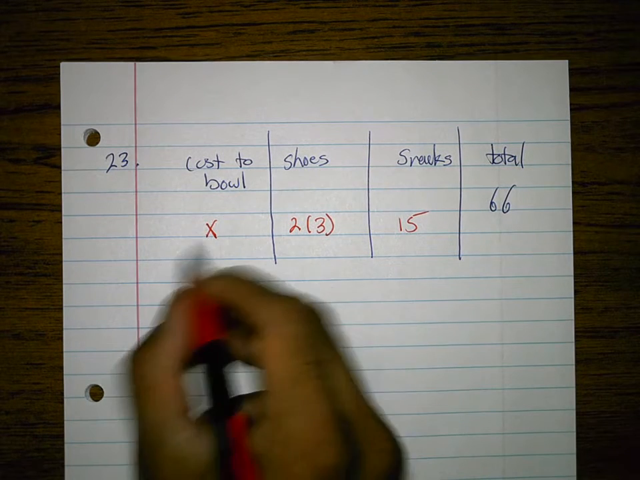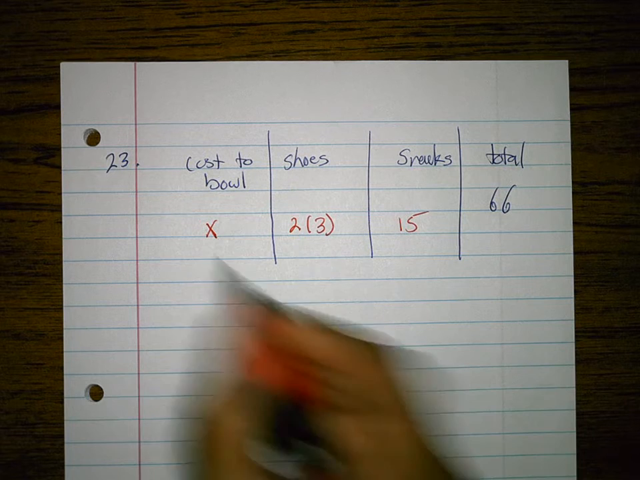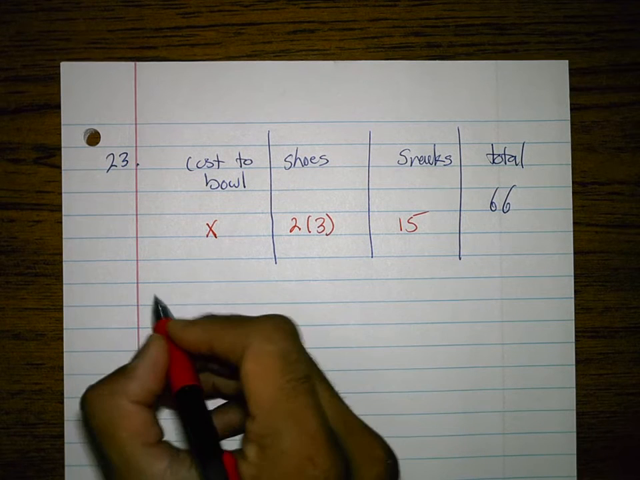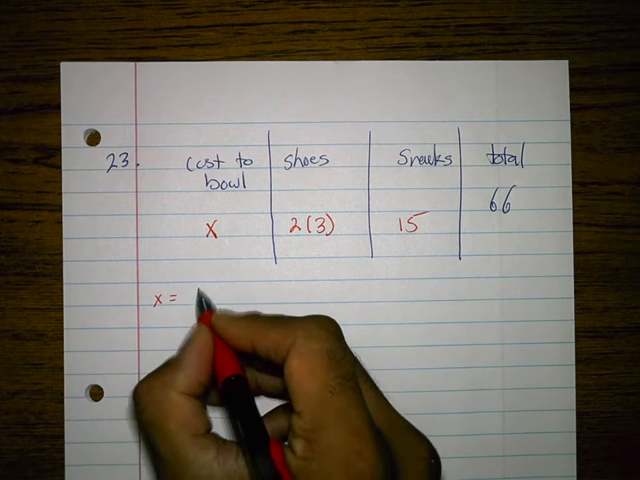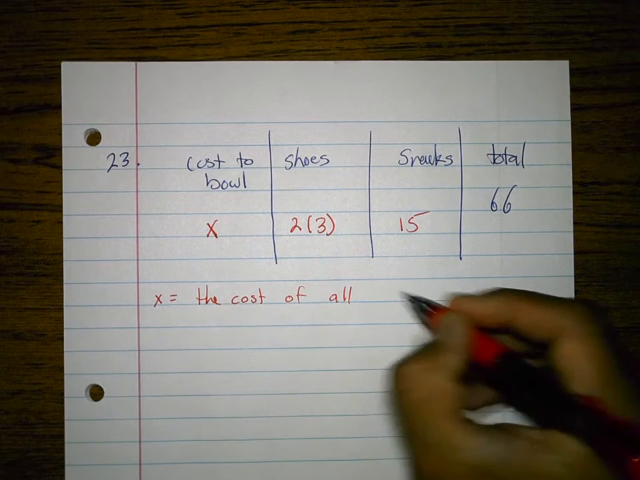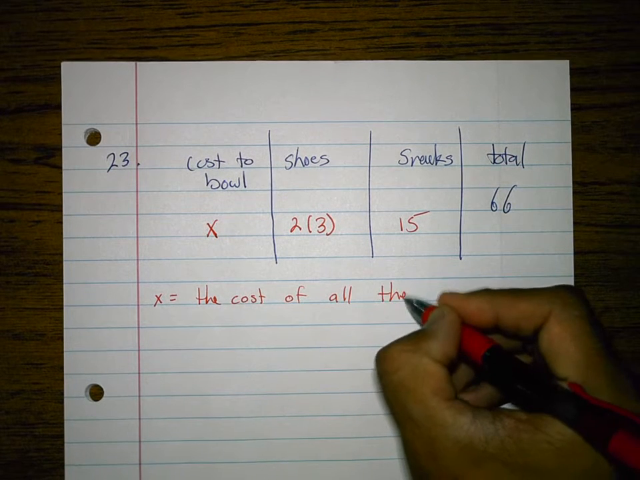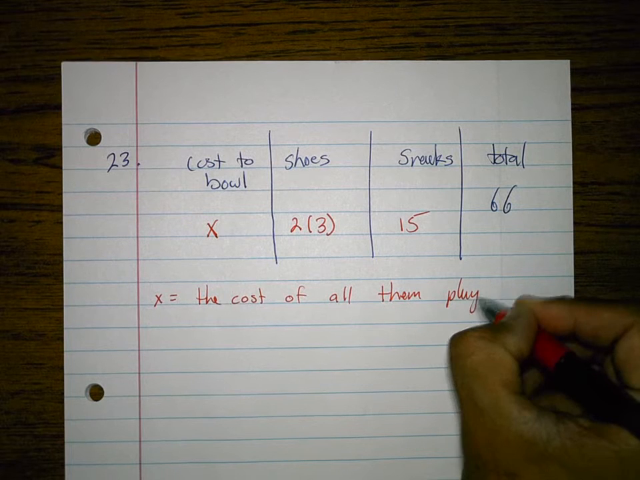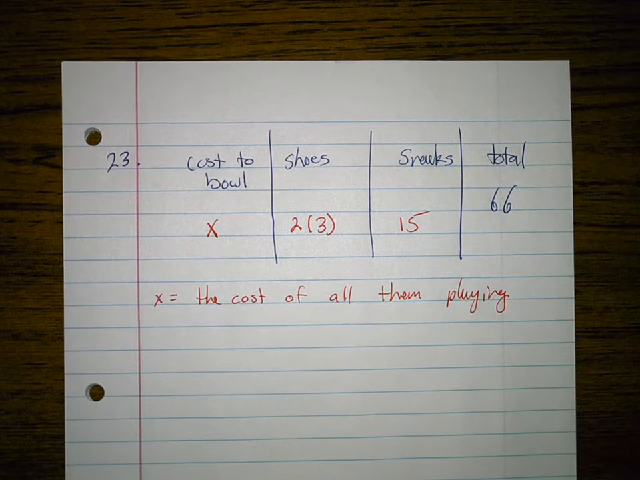So one thing I'm going to say about this is that keeping in mind that this X equals the cost of all of them playing. So it's their total cost for all of them, that all of them paid combined. There was 5 of them, so when I find X, that's how much all 5 of them paid. The cost of all of them playing.